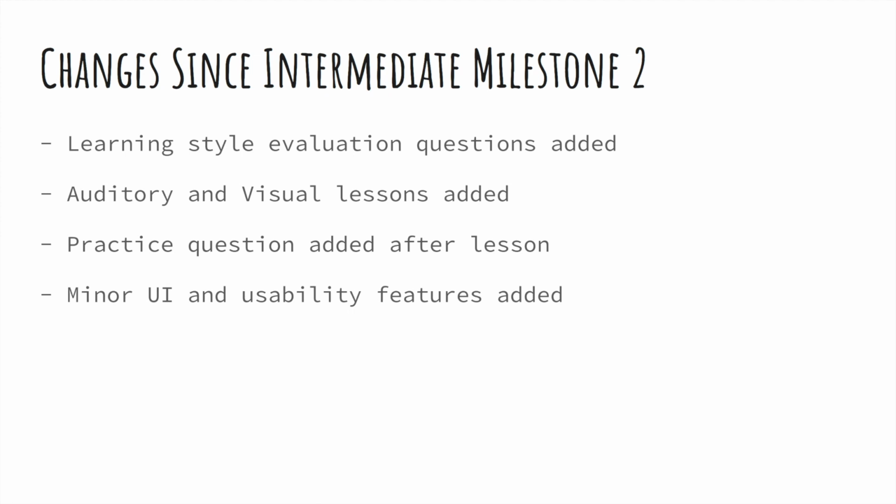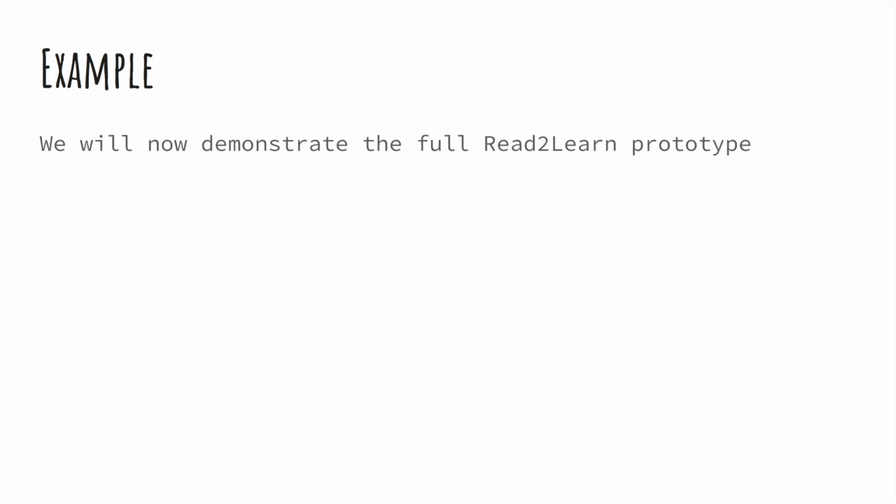and I presented a piece of my prototype during intermediate milestone 2, and so these are the changes that we've made since that presentation. First, we've added the learning style evaluation questions. Previously during that presentation, I just went straight into one of the lessons, but now we've added that evaluation. I've added auditory and visual lessons. I've added the practice question after the lessons, and there have been some minor UI and usability changes that were also made.